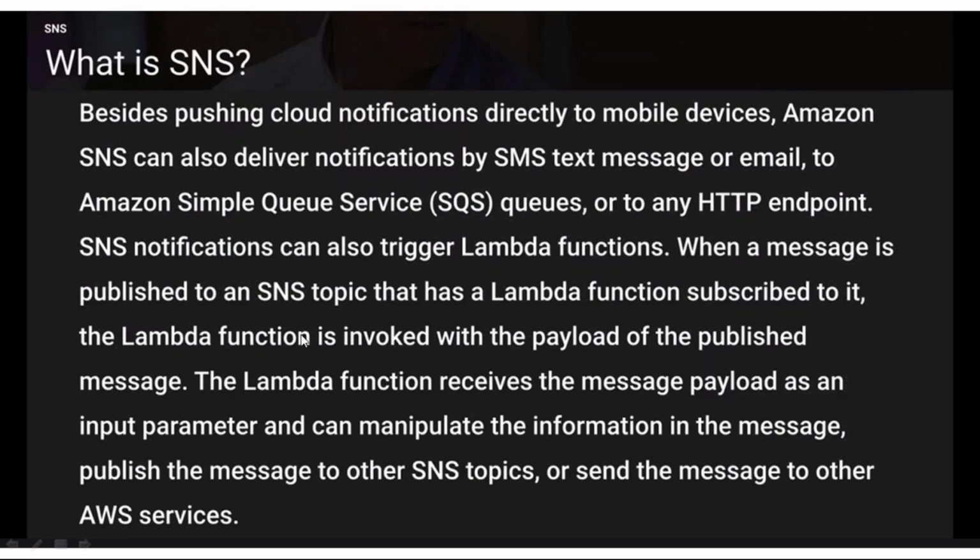When the message is published to the SNS topic that has a Lambda function subscribed to it, the Lambda function is invoked with the payload of the published message. The Lambda function receives the message payload as an input parameter and can manipulate the information in the message. So you already have some Lambda function written, but it requires some input parameters to be processed. Let's say you can have any certain specific example.